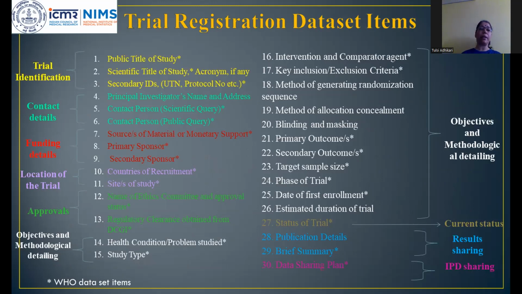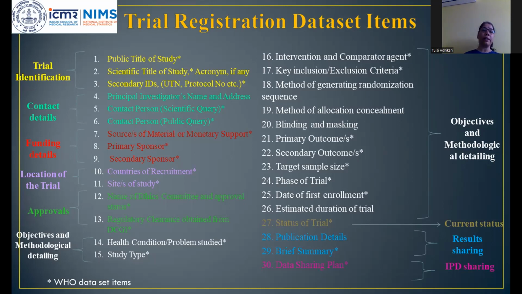So these are the 30 data set items through which we get the information about your trial. Like trial identification details: the public title of the study, the exact scientific title of the study, and if there is any acronym you want to give, you can give that also, and the secondary ID if it is a multi-country trial. If it is already registered with some other country's registry, you can give the secondary ID. Be careful that the scientific title of the study should exactly match the title given in your ethics approval.